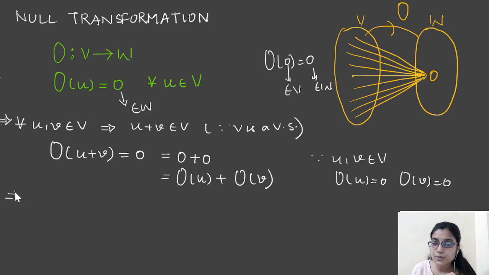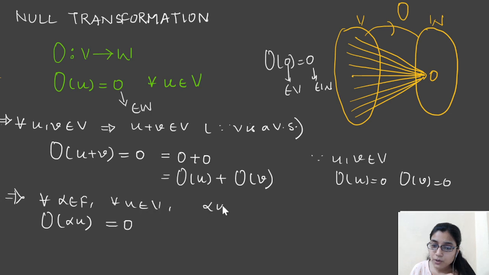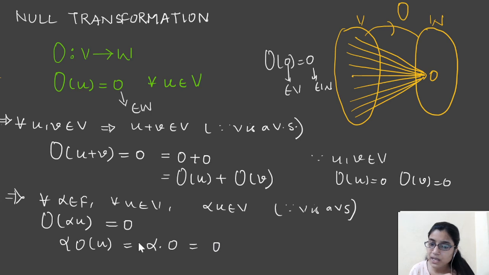So we proved the first property. Now the second one: for all alpha belonging to field F, 0 of alpha u is going to be equal to 0. Why? Because for all u belonging to V, alpha u belongs to V, since V is a vector space. I can write it as alpha times 0 of u, which is alpha times 0, which is 0. Both become equal to 0. It implies that the zero transformation or null transformation is a linear transformation.